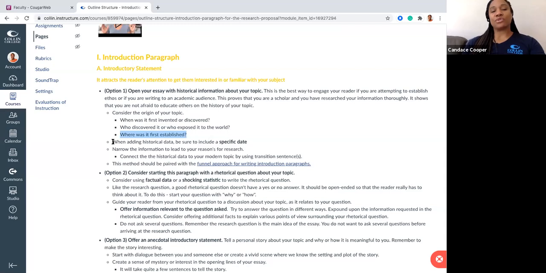Don't forget that when you're doing this, you want to add a specific date, and then you want to narrow your information to lead to your reason for research. Okay, and then you want to connect the historical data to your modern topic by using transition sentences. And this is called the funnel approach for writing introduction paragraphs. And I hope that when I click this link, it takes me there.